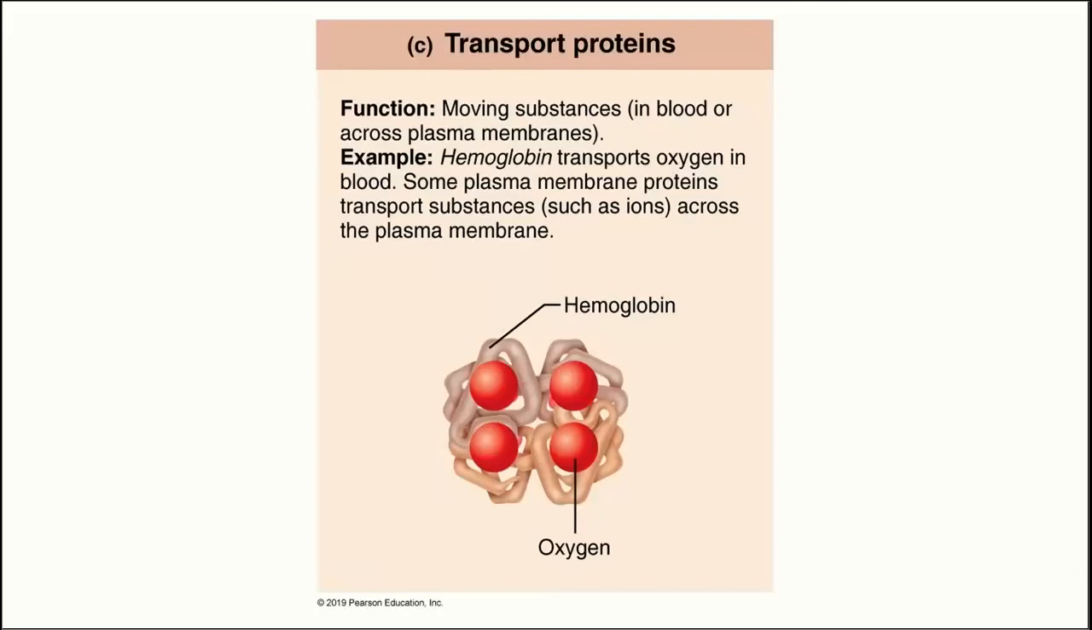Other proteins function in transport, that is, moving substances through the body. For example, here they give the example of hemoglobin, which is a protein that's in your red blood cells, and it helps carry oxygen, so that way that oxygen can be delivered to the tissues that need it.